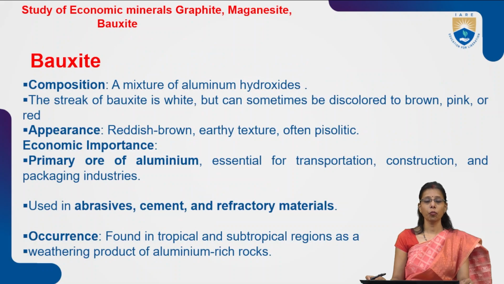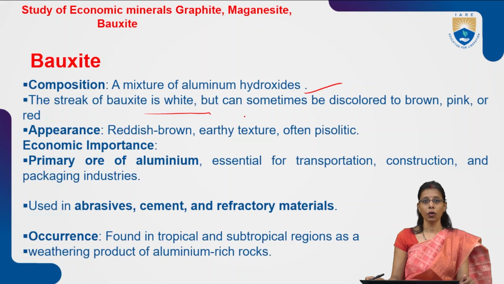Now coming to bauxite. Bauxite is very important in the field of aerospace and other industries, because aluminium is produced from bauxite. Aluminium comes from bauxite as its primary ore, and this aluminium is used in the aerospace industries as well as in different industrial fields. The composition is a mixture of aluminium hydroxide, and the streak of bauxite is white.